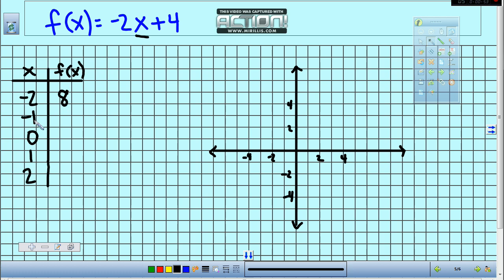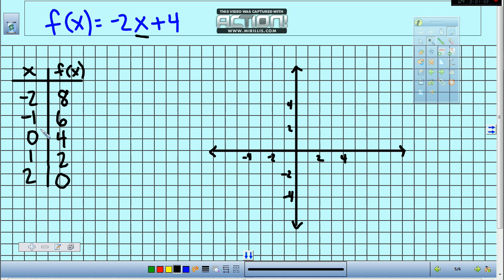Okay, now I'm going to take -1 and plug that number in for x. -2 times -1 is +2, and +2 plus 4 is 6. Okay, we'll take 0 and plug that in for x. So -2 times 0 is 0, plus 4 is 4. Okay, now 1. -2 times 1 is -2, plus 4 is 2. And then -2 times 2 is -4, plus 4 is 0.